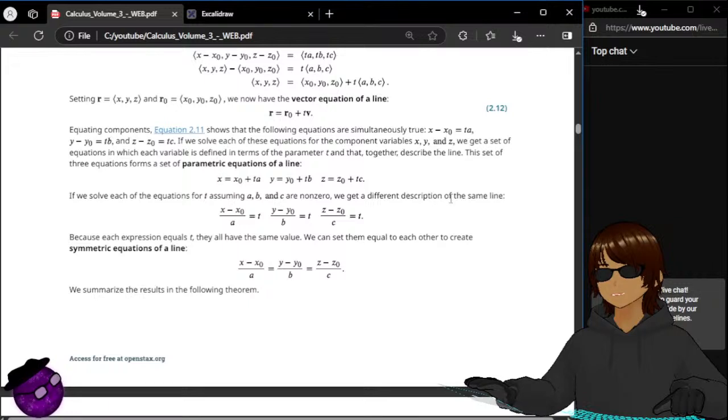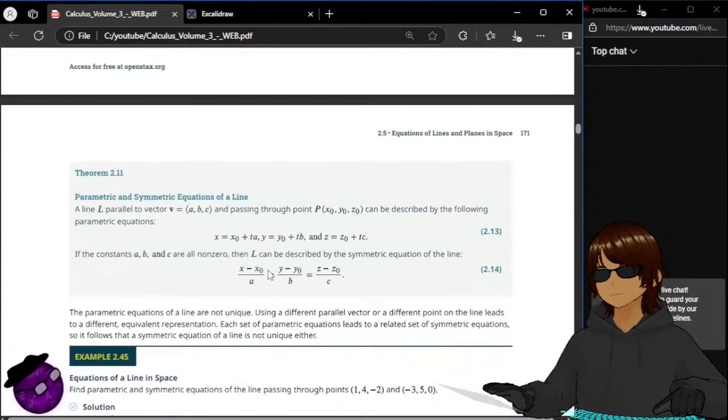If we solve each of the equations for t, assuming a, b, c are non-zero, we get a different description of the same line. Because each expression equals t, they have the same value. We can set them equal to each other to create symmetric equations of a line. So parametric and symmetric equations of a line. A line L parallel to vector v and passing through point P can be described by the following parametric equation. If the constants a, b, and c are all non-zero, then L can be described by the symmetric equation of the line.